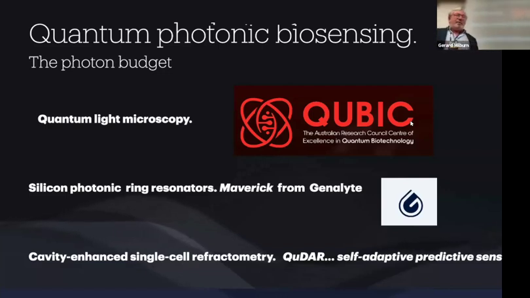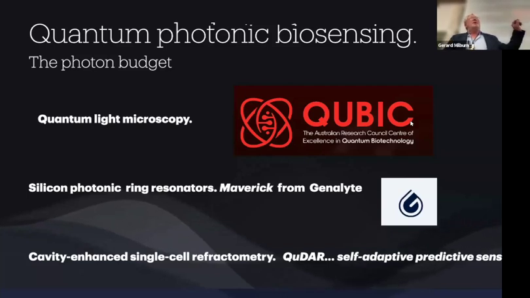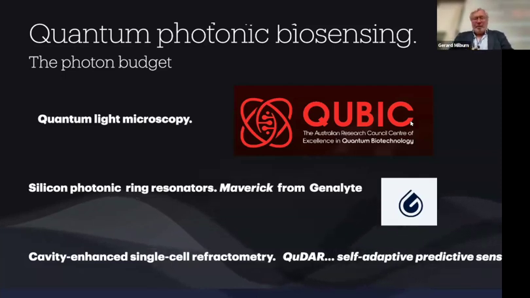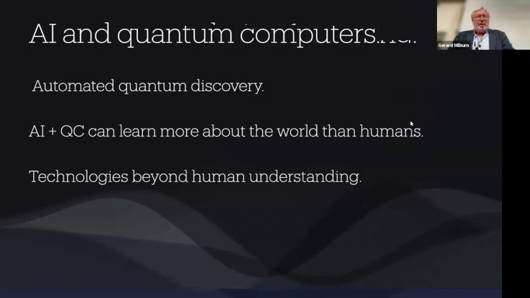And one of the things we're very interested in, this is a startup that I'm involved in called QDAR, is to do self-adaptive predictive sensing in exactly this setting of machine learning, quantum controller, physical world, and then come back up. And there's this whole predictive loop based purely on data coming from the real world. So with that, I will finish.